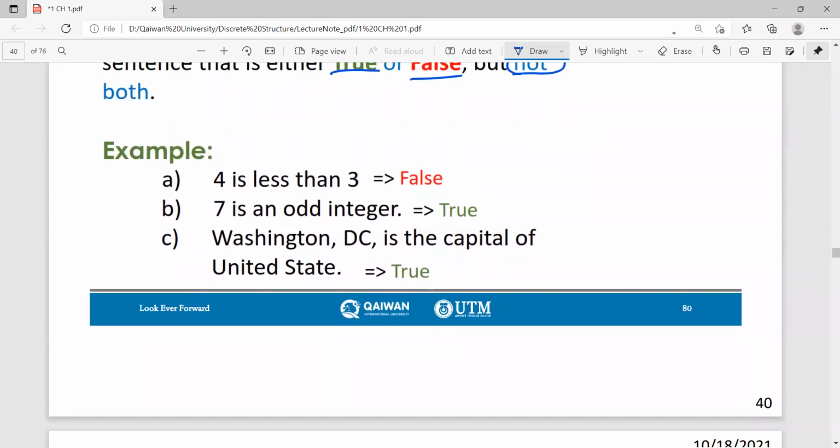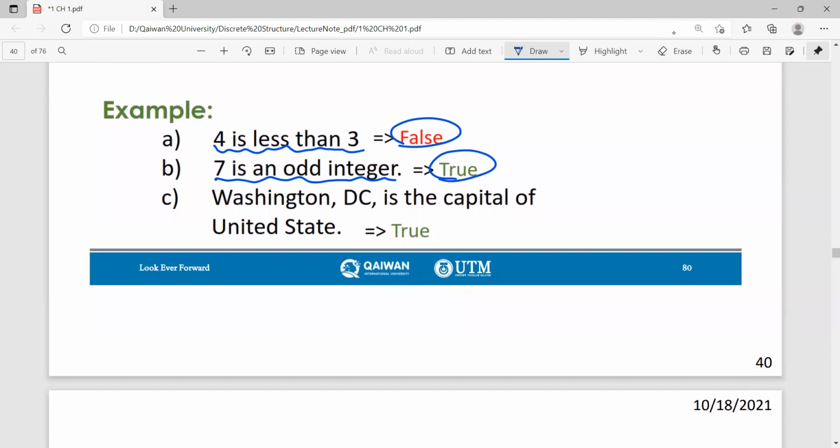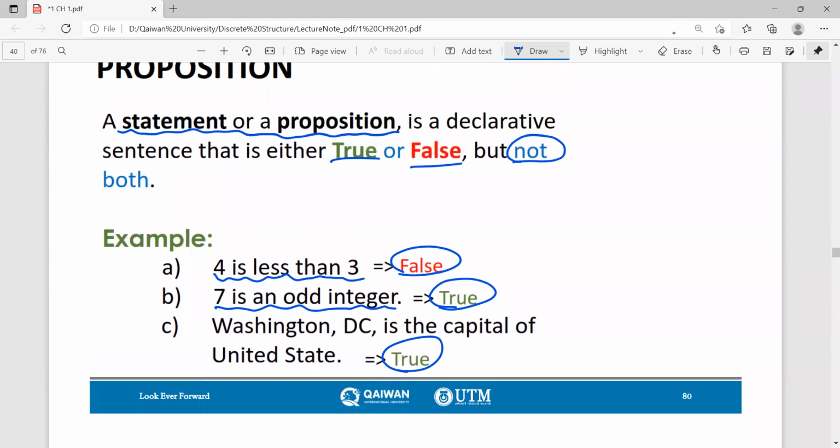For example, here we say 4 is less than 3. Is it true or false? It's false, because 4 is greater than 3. It's not less than 3. That's why we say this is false. And you have 7 is an odd integer. Of course, that's true. So we say that statement is true. Washington, D.C. is the capital of the United States. It's also true. Okay. We say a proposition is a declarative sentence that's either true or false.